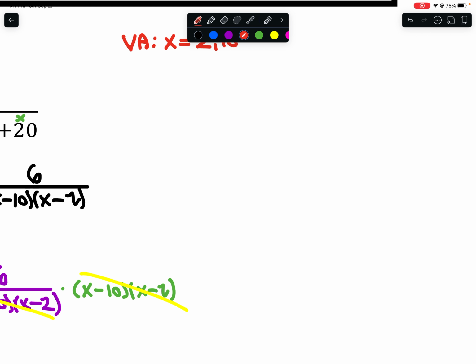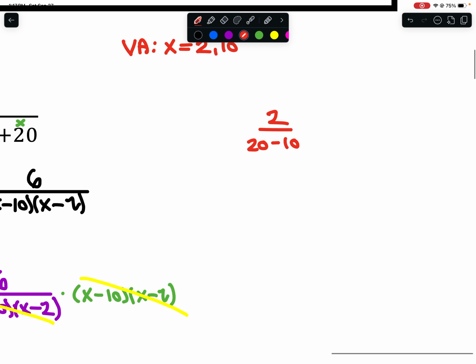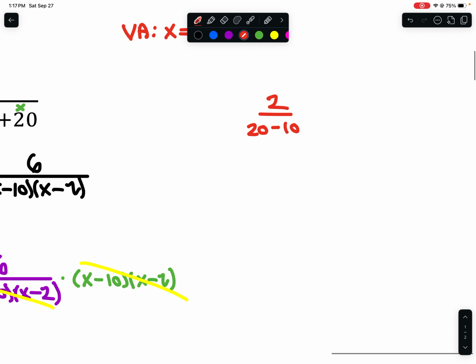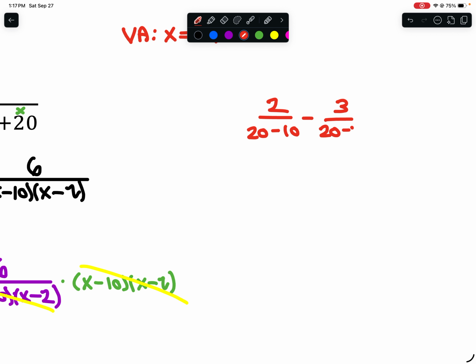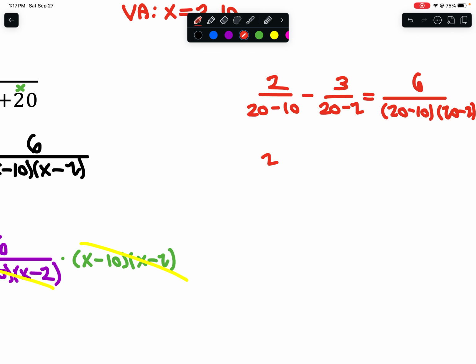Now this will be fun. So 2 over 20 minus 10, and then minus 3 over 20 minus 2, and then that's going to be equal to 6 over 20 minus 10 and 20 minus 2. So this is going to be 2 over 10 minus 3 over 18, and then that's going to be equal to 6 over 10 times 18.